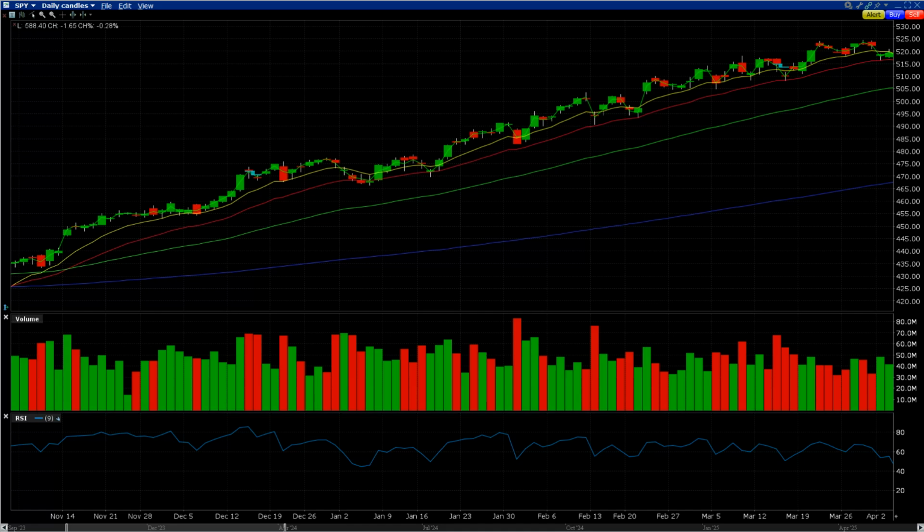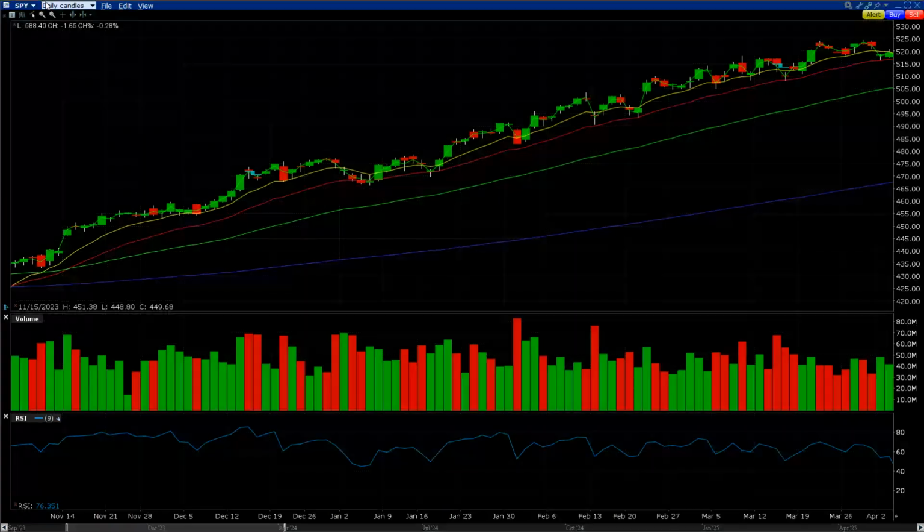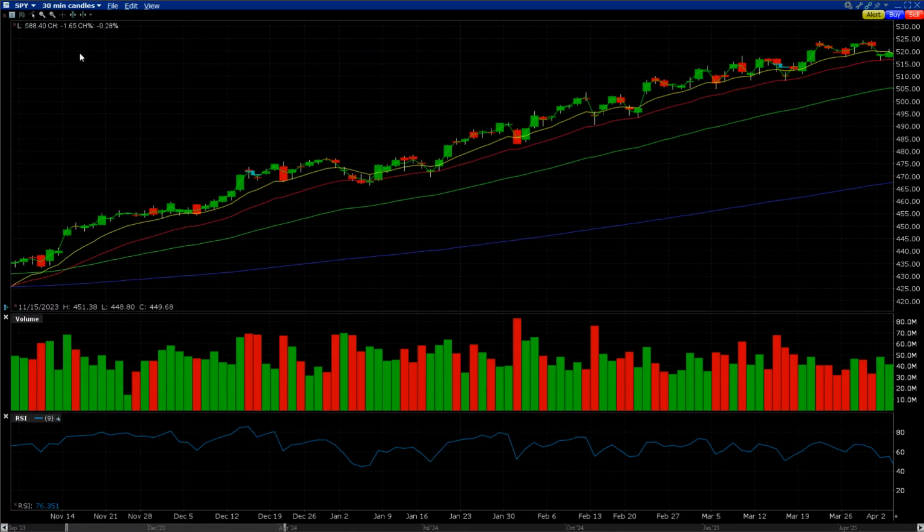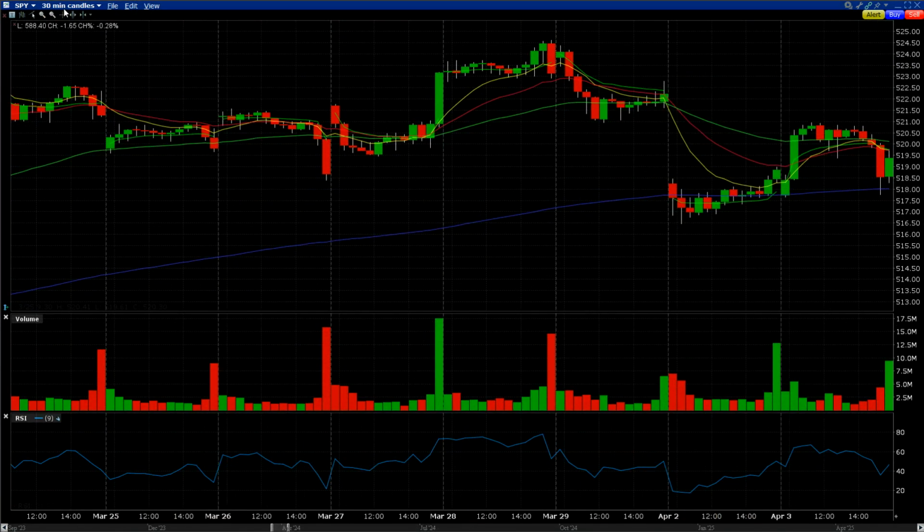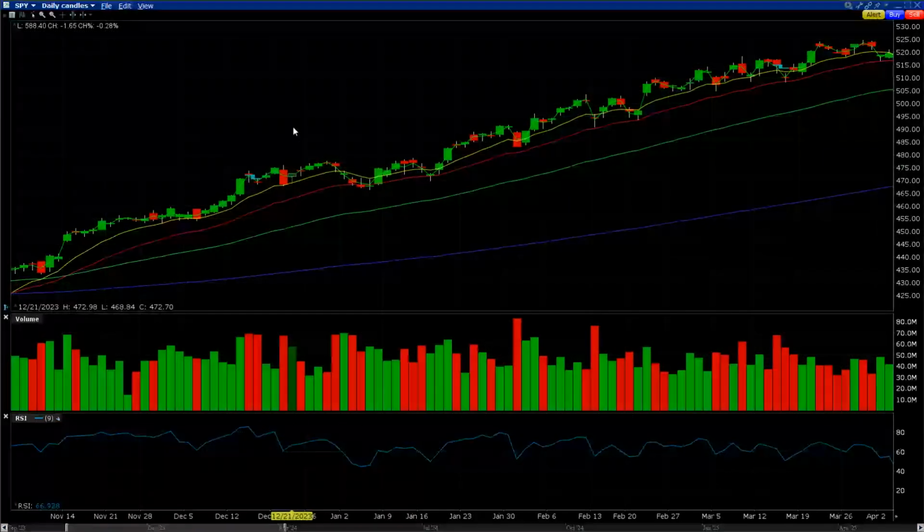So outside bars, when stocks are moving, this is the volume right here, and then this is the range of the day. I've got this on a daily chart right now. You could change that to a 30-minute chart. You could change it to any time frame that you want. I'm going to use the daily just to start here.